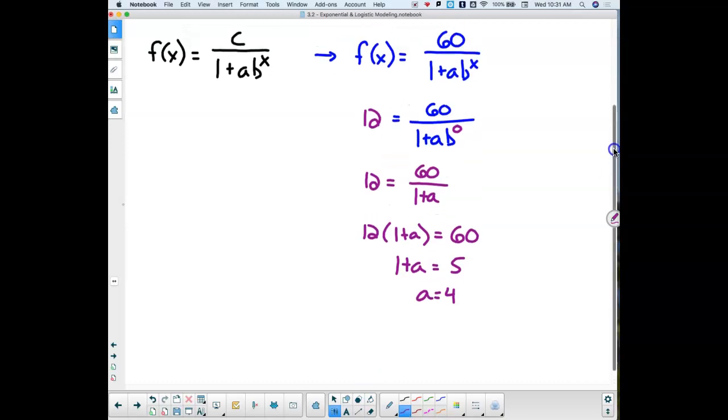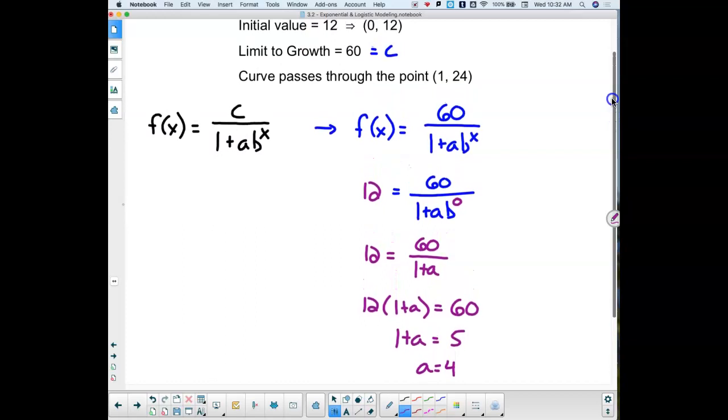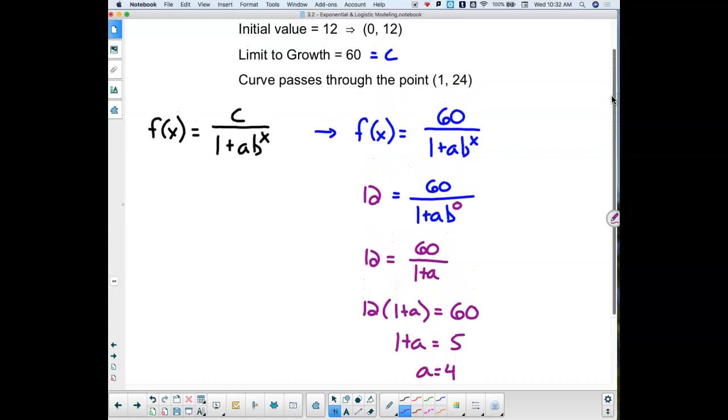Okay. So now, let me back up a little bit. See if I can get it all. Oh, look at that. I can get it all in there. Okay. So now we're at f of x equals 60 over 1 plus 4 b to the x power. Right? Because I found C and I found A.